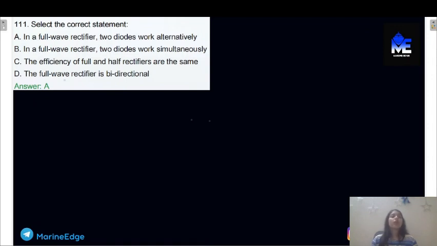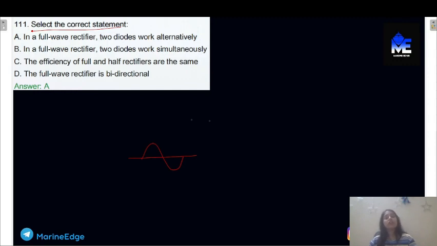Okay. Now, in a full wave rectifier, select the correct statement. In a full wave rectifier, two diodes work alternately, right? So, in a full wave rectifier, what happens? We have the current flowing in one direction, with alternating conduction of the diodes.